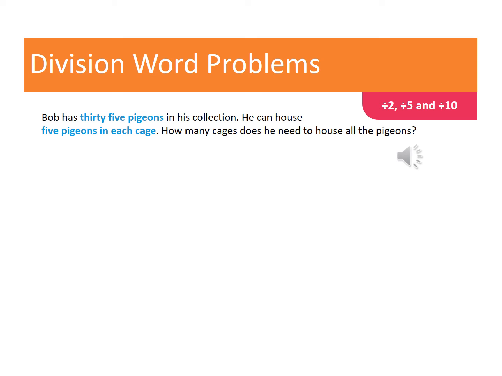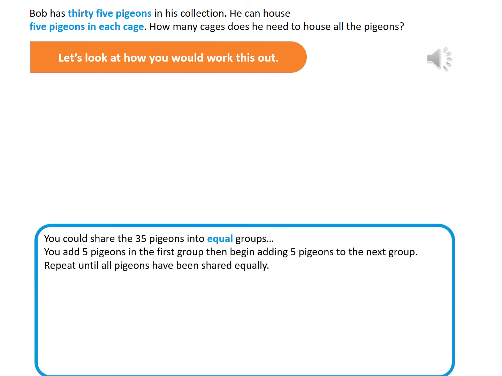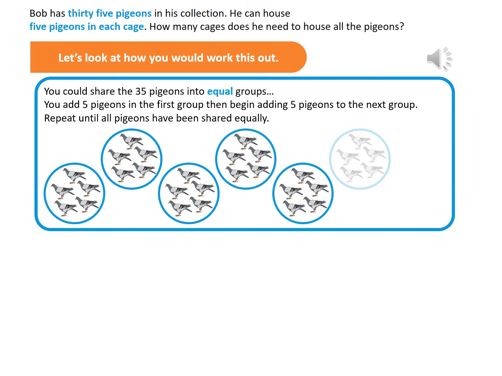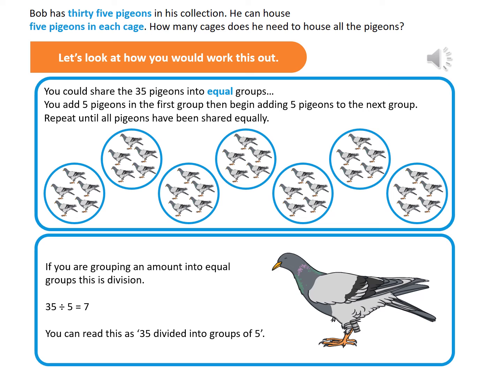Bob has 35 pigeons in his collection. He can house 5 pigeons in each cage. How many cages does he need to house all the pigeons? To solve this worded problem, you needed to go 35 divided by 5 because there were 5 pigeons in each cage. You needed to use your 5 times tables and the answer is 7 because 5 times 7 is 35.